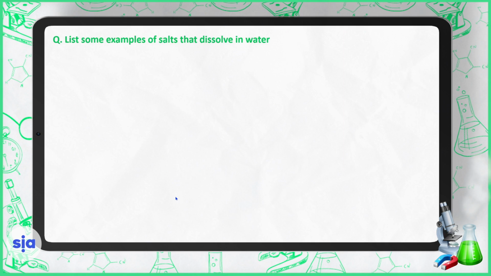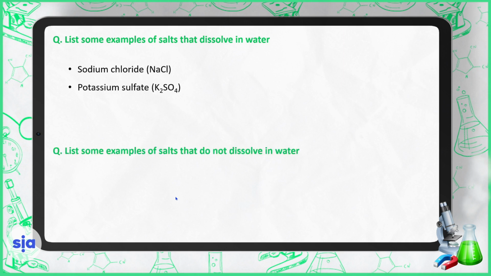Now list some examples of salts that dissolve in water. As I told you, the most popular example is sodium chloride, NaCl. Another one is potassium sulfate, K2SO4. What about salts that do not dissolve in water? So remove the sodium from the chloride and put silver. So it's silver chloride instead. Remove the potassium and put lead sulfate.